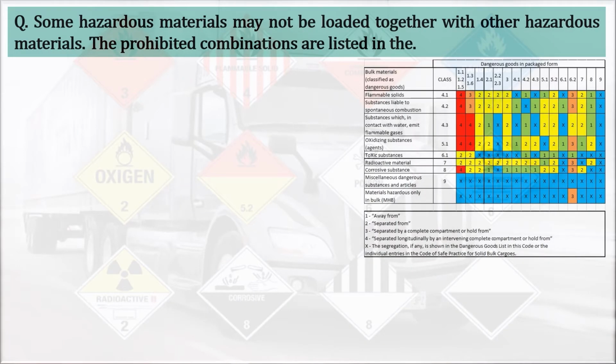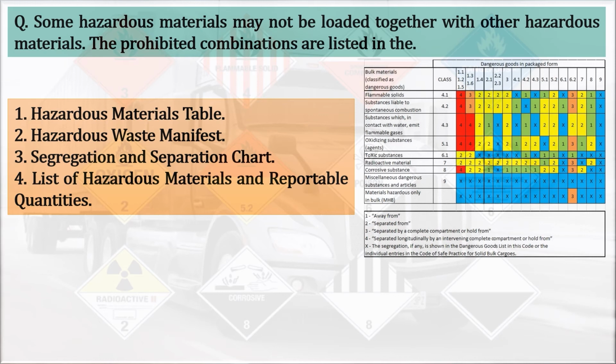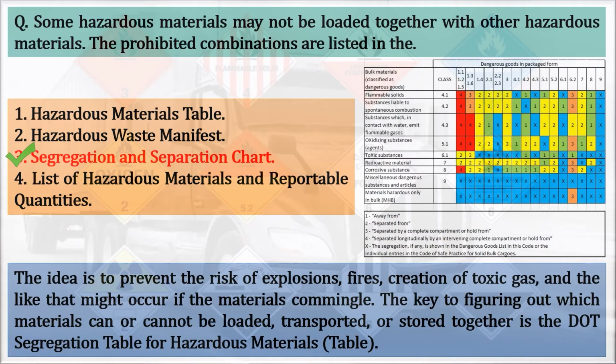Question: some hazardous materials may not be loaded together with other hazardous materials. The prohibited combinations are listed in the: option number 1, hazardous materials table. Option number 2, hazardous waste manifest. Option number 3, segregation and separation chart. Option number 4, list of hazardous materials and reportable quantities. The answer is option number 3, segregation and separation chart.